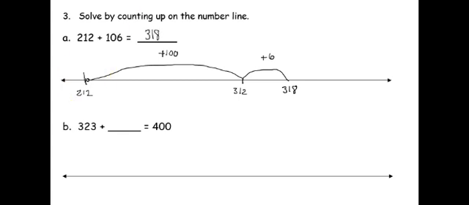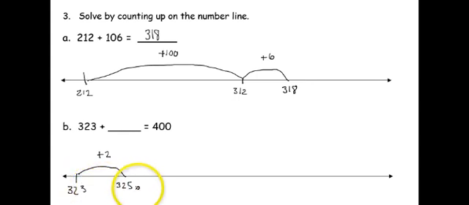For the next problem, I'm going to start at 323 and I have to hop until I land on 400. My first hop is going to be to a friendly number. If I hop 2 places, that takes me to 325. I can add easier off of 325 than I can off of a number like 323. So that's why I hopped there first.